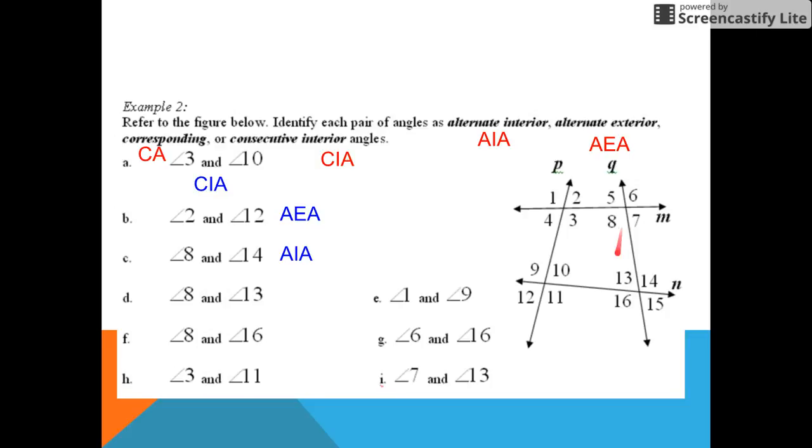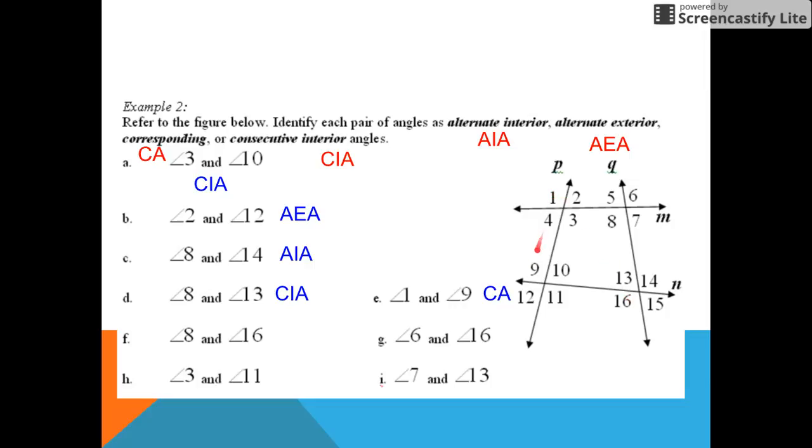Angles 8 and 13 are also along transversal Q, and they're both on the interior between M and N and on the same side of the transversal Q, so they are consecutive interior angles. 8 and 16, they're also on transversal Q, but notice 8 is in the bottom left of that intersection and 16 is in the bottom left of that intersection, so that makes those corresponding angles.